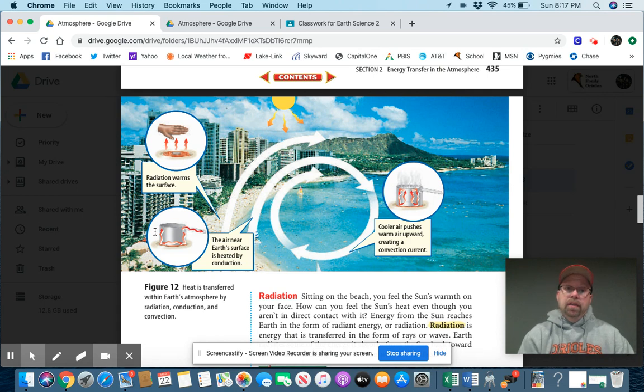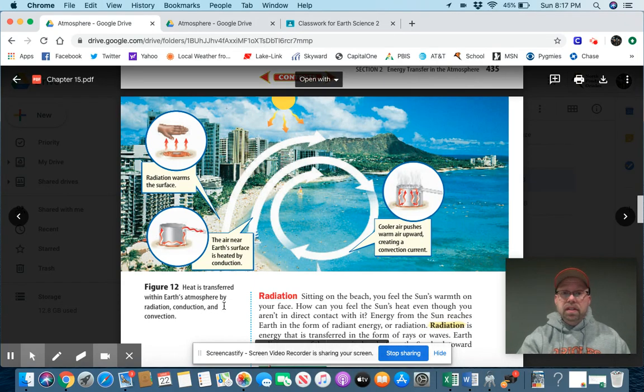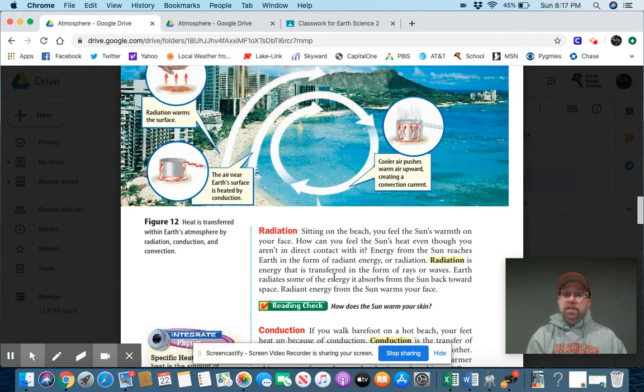The first way that heat is transferred within the Earth's atmosphere is by radiation. And radiation, as you look here in the definition, is energy that is transferred in the form of rays or waves. The most obvious example that you're used to is heat energy from the sun being transferred to your body. If you go lay out at the pool this summer or out in your yard on a nice sunny day and you hold still and you feel that heat from the sun, it's reaching you through rays and waves, or radiation.